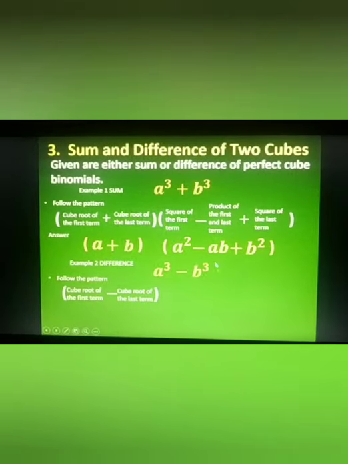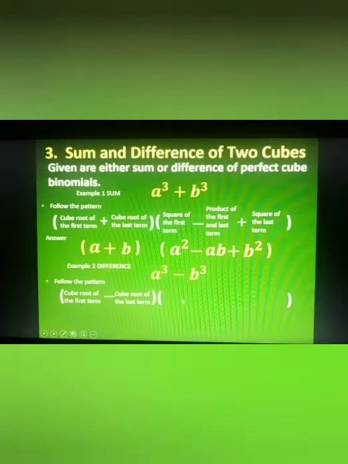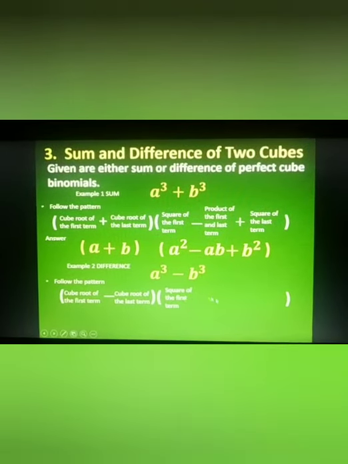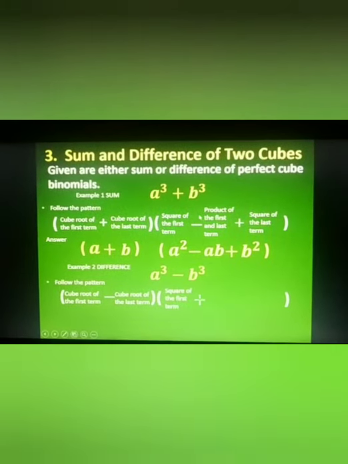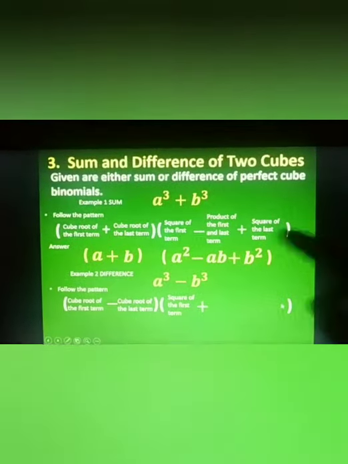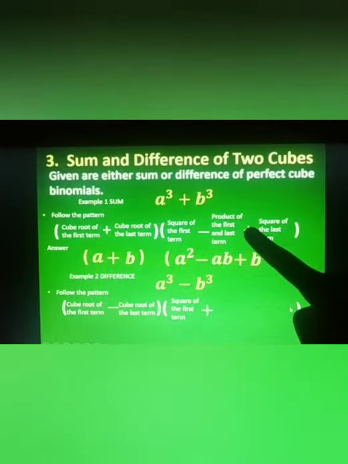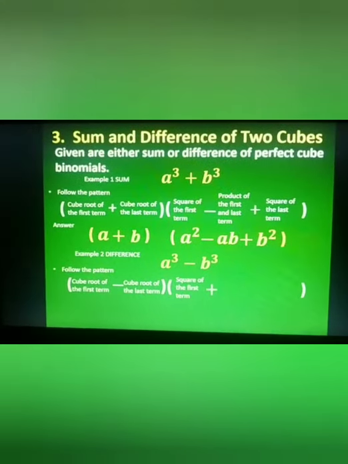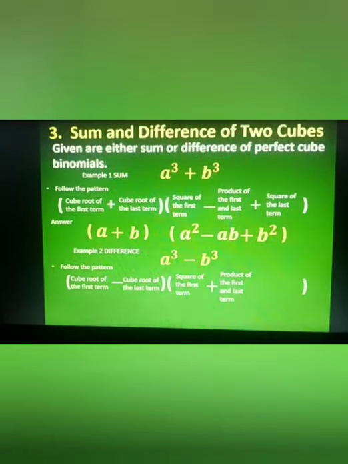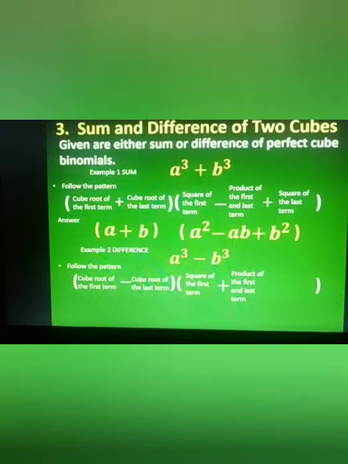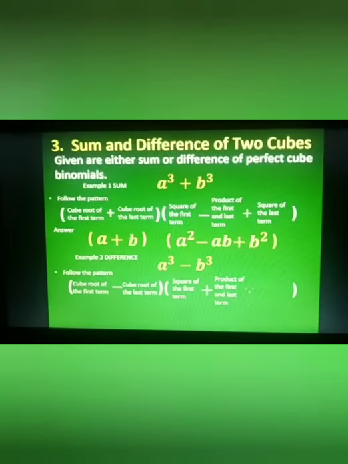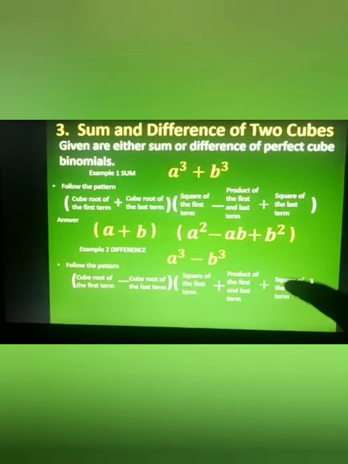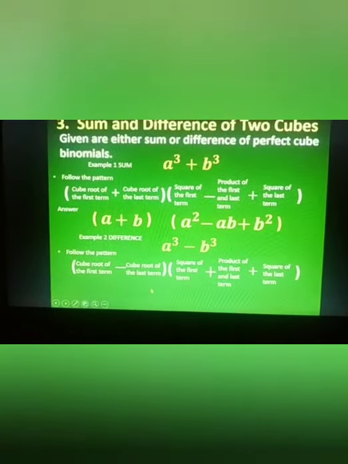Next. Cube root of the last term. Next, the next parenthesis. Square the first term. Square it now. But this time, class, the sign is positive. Here, positive, negative, positive. Here, negative. Once the first is negative, everything else that follows is positive. Product of the first and the last term. Multiply them to get one answer. And the last, square the last term. Square it, that's the answer. Okay, let's answer.